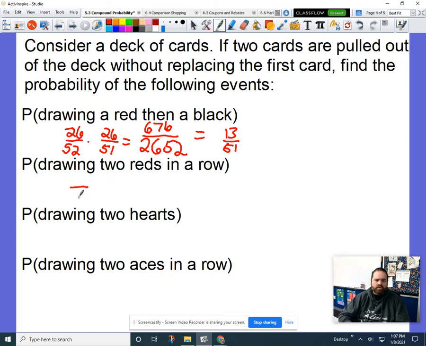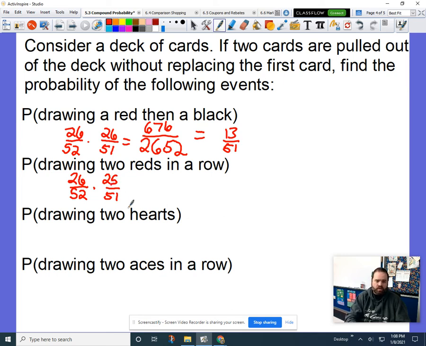Okay, reaching in and pulling out 2 reds in a row. So this is similar to the marbles that we just did. I've got 2 in a row of the same thing. So the first time I reach into that deck, I'm going to pull out a red. That is 26 out of 52. If I was successful, if I pulled out a heart or if I pulled out a diamond, the next time around there's not 26 cards in that deck and there's not 52 cards in the deck either. There's only 25 out of 51.